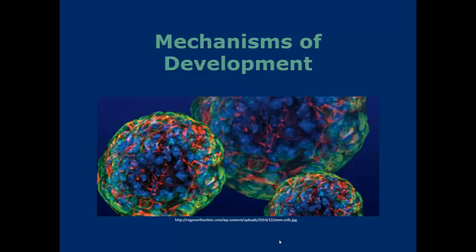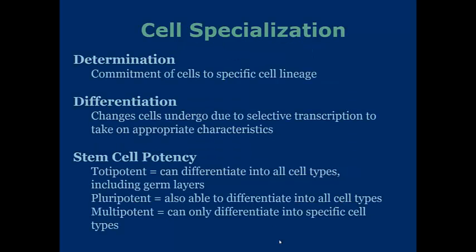Now that we've covered some early developmental stages, let's talk about mechanisms of these developments. Cell specialization follows very specific concerted pathways. Determination is when the cell commits to a specific cell lineage. And differentiation is when the cell undergoes changes due to selective transcription to take on these appropriate characteristics. Note that differentiation occurs after determination. Stem cells are classified into three different types. There's totipotent, pluripotent, and multipotent, and the definitions are listed below.